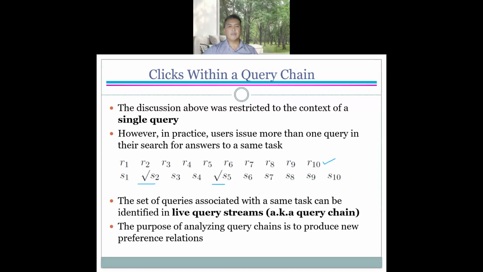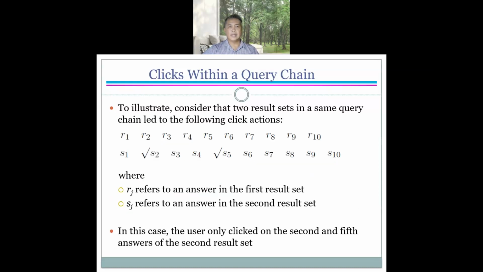So how do we define the relation of this relevant document with respect to all of the other documents? We cannot say that S2 is more important than S5, but we can make an assumption about S2 with regard to other documents. So for this one, we have two sets here. This is the first set. This is the second set.